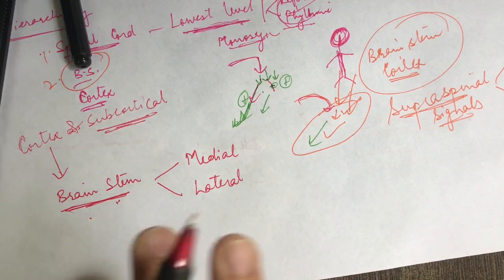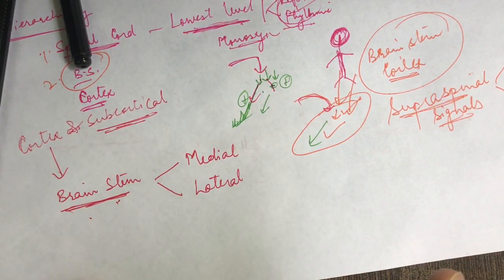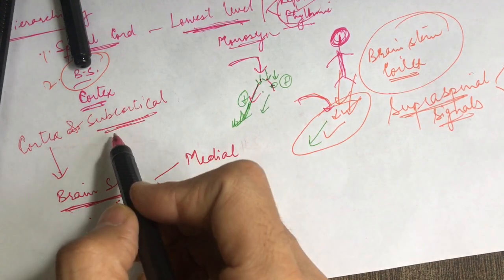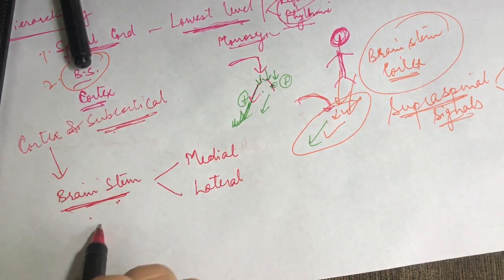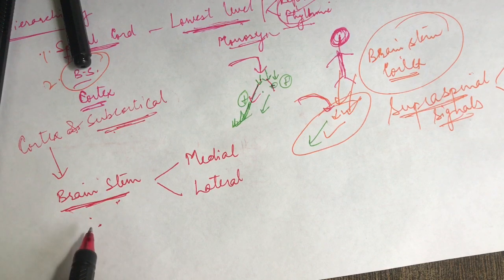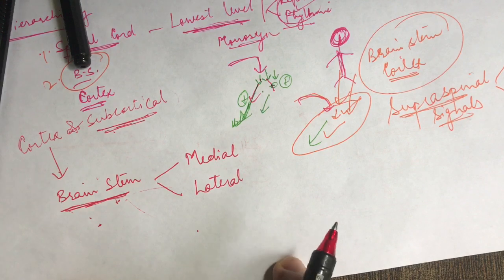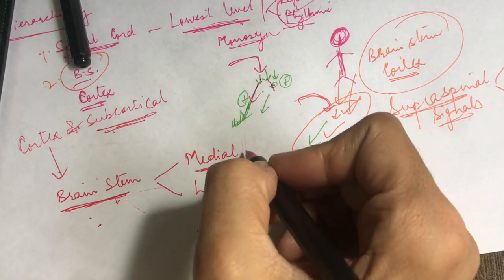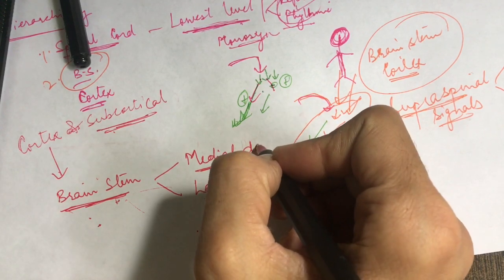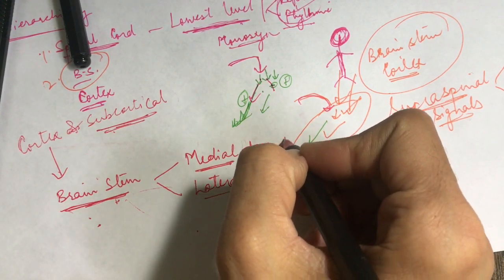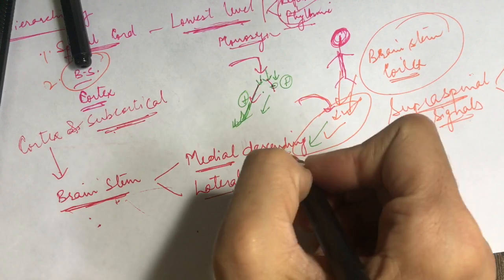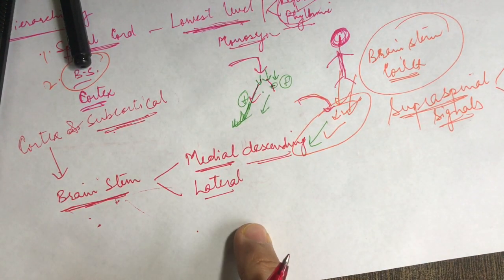We can say they don't have any connection with the spinal cord. Okay, forget about a few exceptions, but they do have connection with the brainstem. So the brainstem receives input from the cortex and subcortical areas, and then projects to the lower level, that is the spinal cord. These pathways, medial and lateral, are descending because they go down to the spinal cord: the medial descending pathway and the lateral descending pathway.